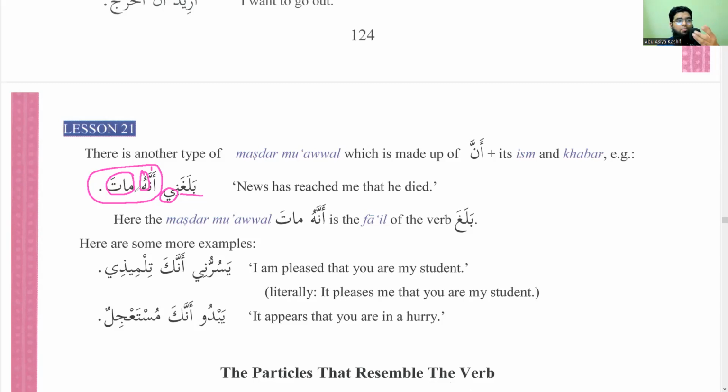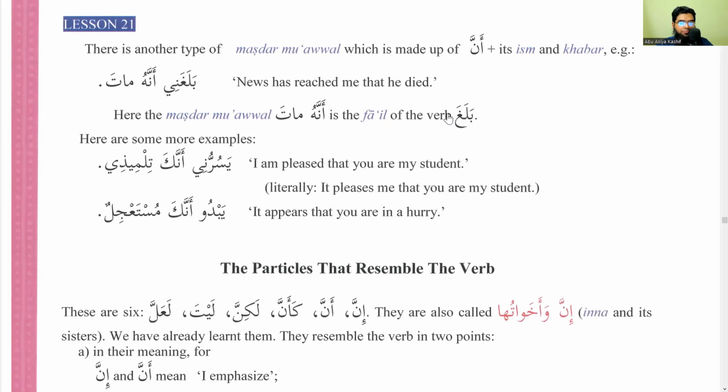balaghani mautuka or mautuhu. The word maut is replaced by an yamuta. We can use an or annahu yamuta with anna. It's just a little point we noted that anna plus ism can also be the fa'il or whatever, because it's in the place of a noun. Because literally we can translate it balaghani mautuhu, his death reached me, news of it.